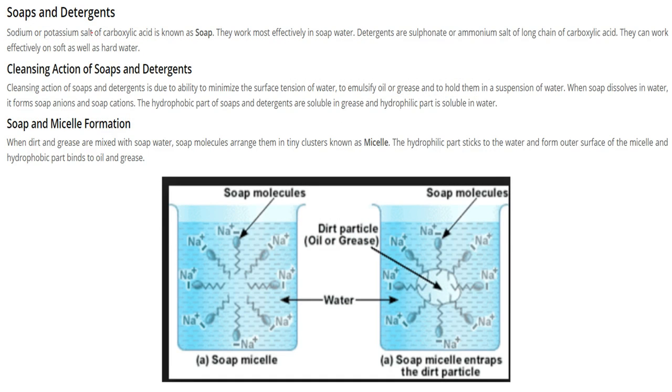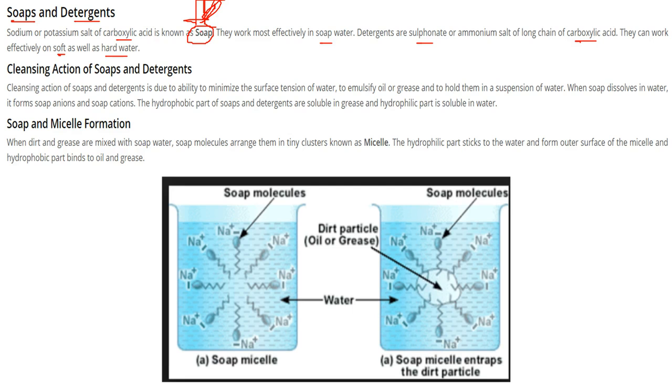Soaps and detergents. So what are soap and detergent? Soap is what we use to clean our body, and detergent we use to clean our clothes. Sodium and potassium salts of carboxylic acids are known as soap. They work most effectively in soft water. And detergents are sulfonates or ammonium salts of long chain carboxylic acids, and they can work effectively on soft as well as hard water.